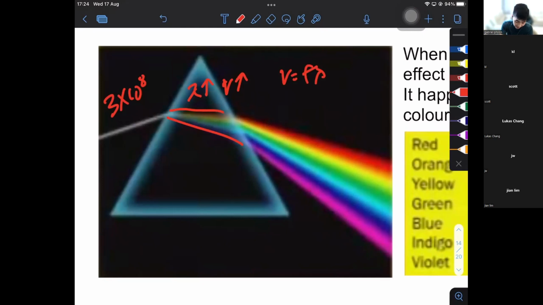Whereas violet, guys, violet actually has the shortest wavelength among all these 7 colors. And because it has the shortest wavelength, the speed is actually the slowest. That's why you can see violet deviates the most from the original path. This was supposed to be the original path. Red deviates a little bit because the speed of red is faster than violet.